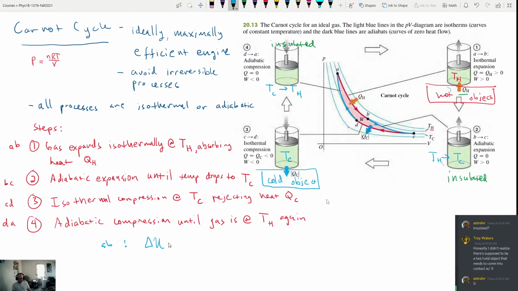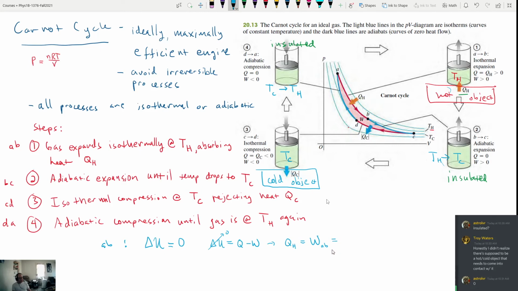It's 0, right? Because for an ideal gas, internal energy only depends on temperature, so delta U is equal to 0. That means from our first law of thermodynamics, which says that delta U is equal to Q minus W, now that means that QH that's absorbed in this process has to be equal to the work that's done in that process. We'll call it the work along the line AB, because if this is 0, that means that Q equals W. So we'll say that QH is equal to the work from A to B.